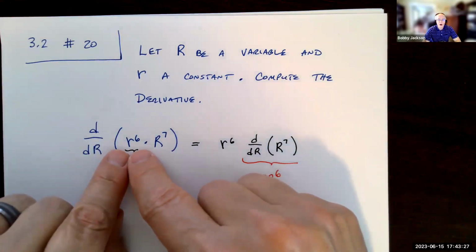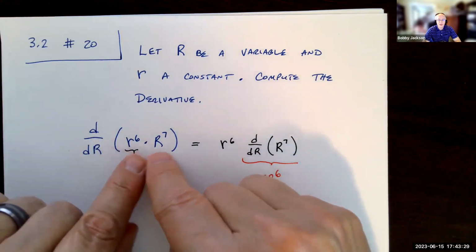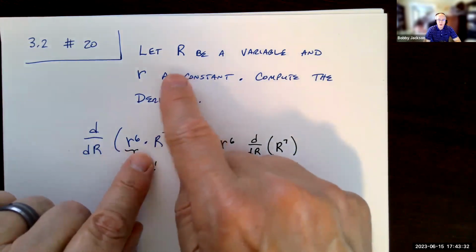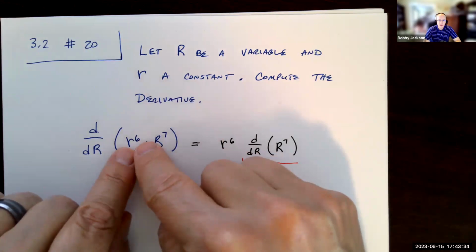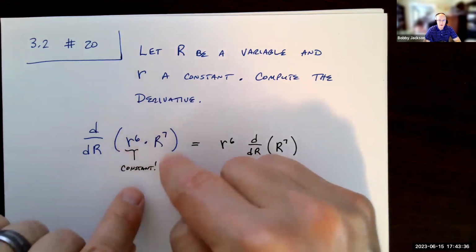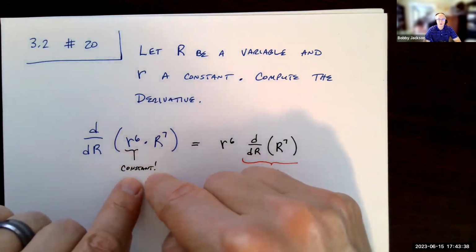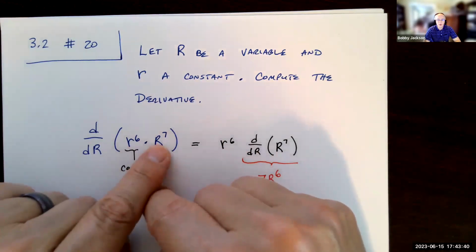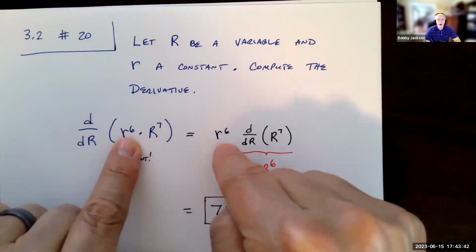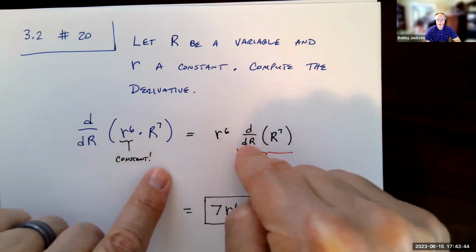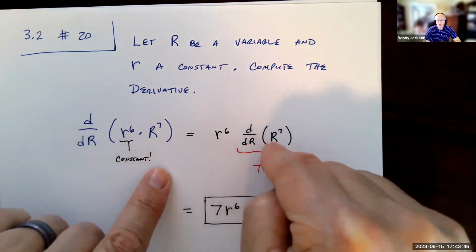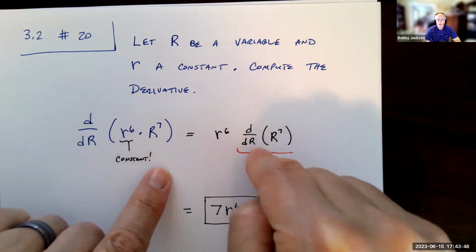And we have little r to the 6th times big R to the 7th. Remember, little r is a constant. So if I raise a constant to the 6th power, what do I have? A constant. So this is just a constant multiple. I can pull that constant multiple out, and then I take the derivative with respect to capital R of capital R to the 7th. Well, that's just the power rule.